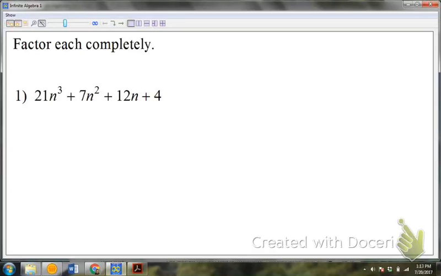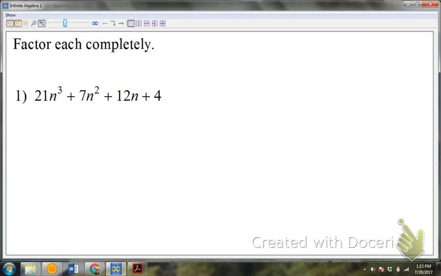That's always our first thing to check. Is there a greatest common factor between all 4 of them? No. The first 3 have an n, but that 4 doesn't. Does anybody recall how you can factor 4 terms after you figure out there's no greatest common factor? Split them down the middle and factor them separately. Okay, kind of splitting the middle, we call it grouping.